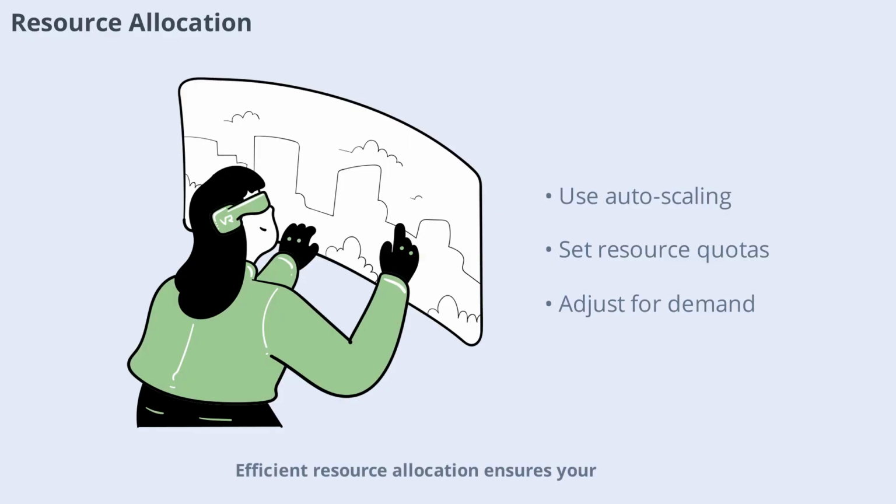Efficient resource allocation ensures your deployment runs smoothly without overspending. Use auto-scaling and resource quotas to match capacity with demand. Monitor usage patterns and adjust allocations as needed to maintain performance and control costs.